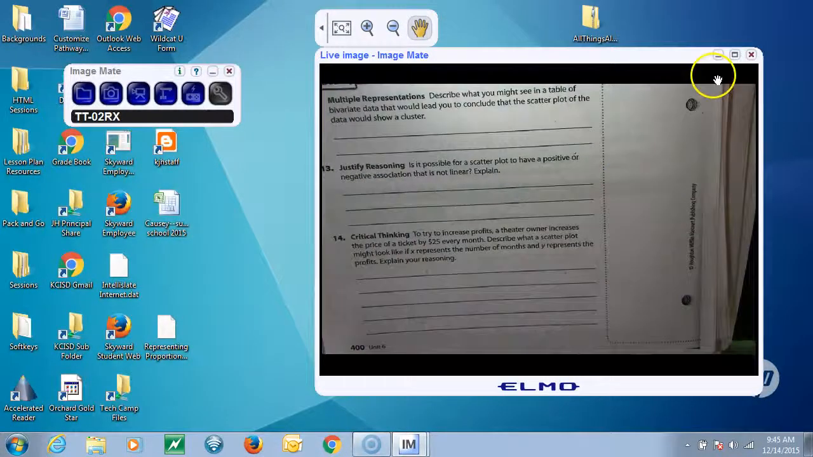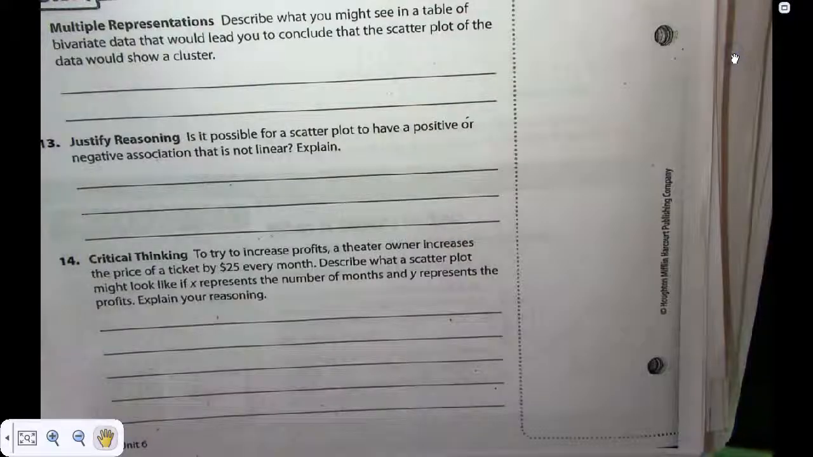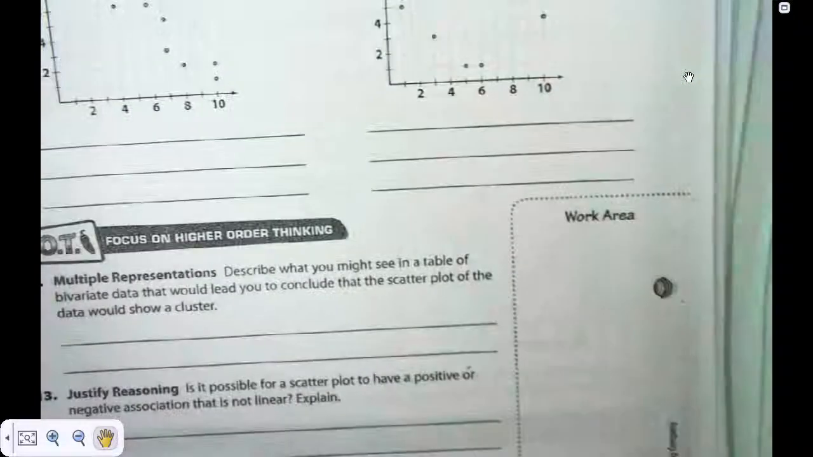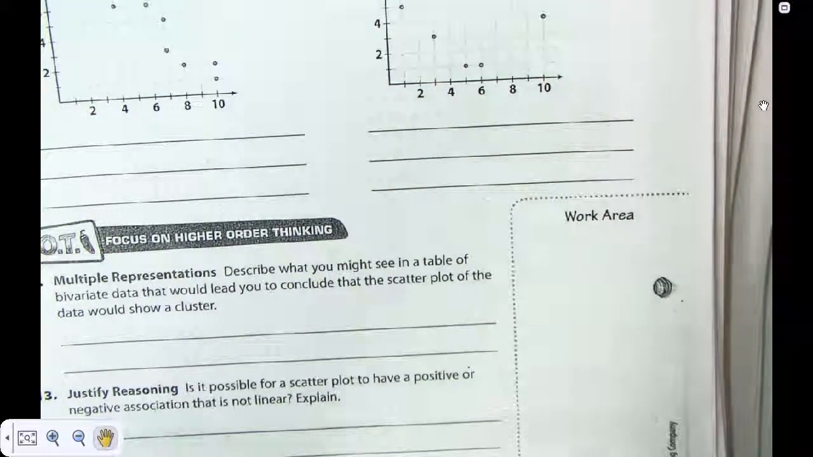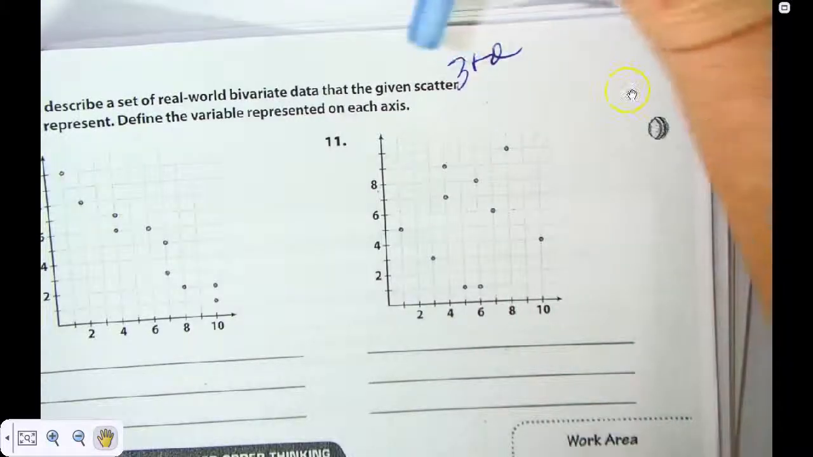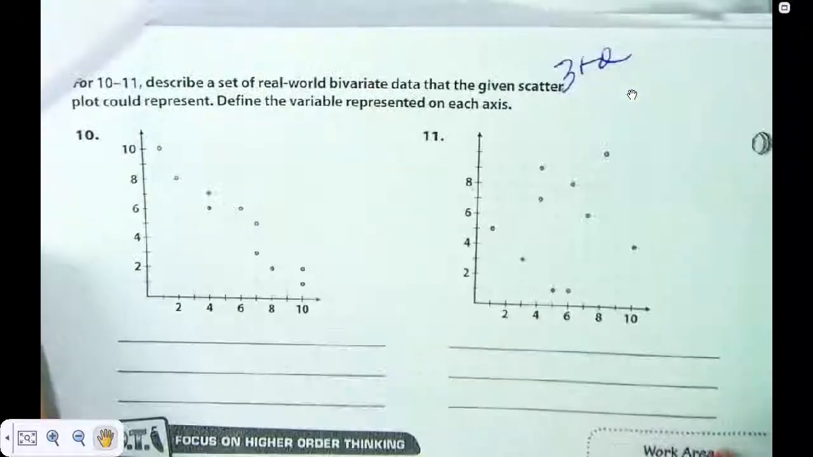Number 10. What did you get for number 10? On page 400. I know. What are you going to get? What kind of association is that? Negative.